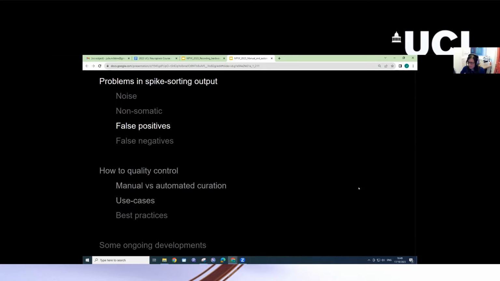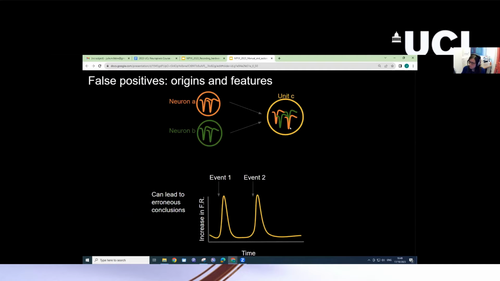Okay, so these were kind of the easy problems to spot and solve. A little bit harder is detecting when there are false positive and false negative spikes inside a unit. False positives occur when the spikes from two different neurons, see here neuron A and neuron B, are incorrectly merged into the same unit, unit C here. And again, you could falsely conclude, for instance, that one neuron is encoding two different events, perhaps as multisensory, when in fact, there are two different neurons that are encoding each of these events.